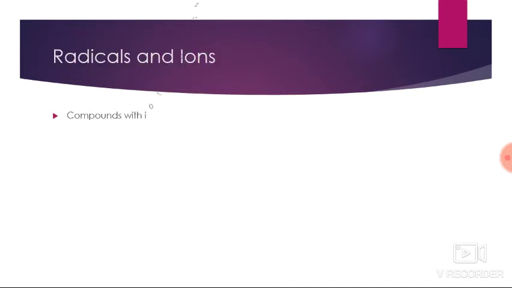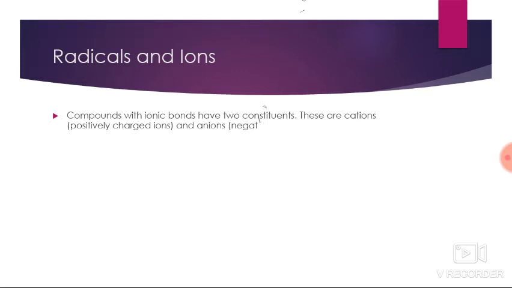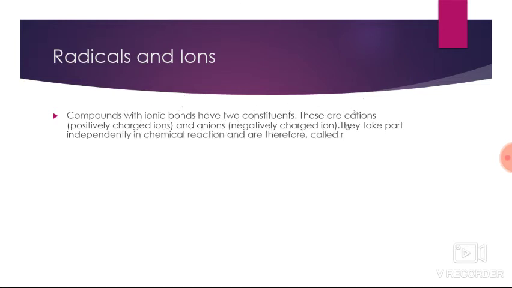Now let's go on to the next topic, radicals and ions. Radicals and ions mean the same. Radical and ion. I was telling you that after obtaining the state of octet, or after giving or taking an electron, the atom is not an atom anymore. It becomes an ion, or we can also call it a radical.